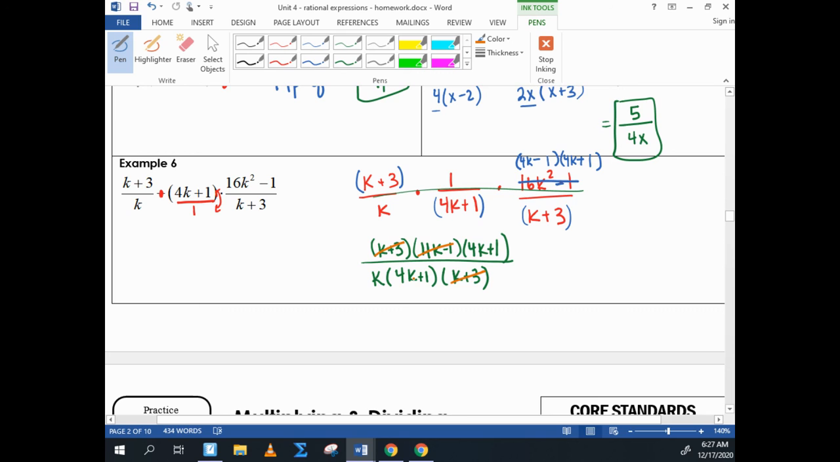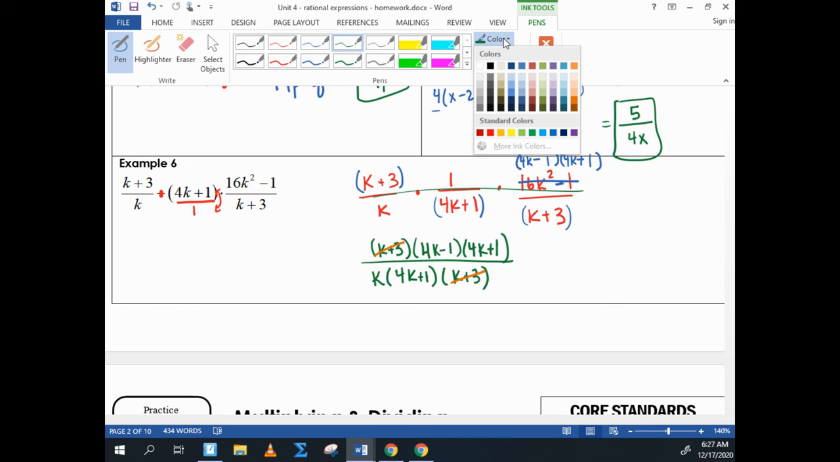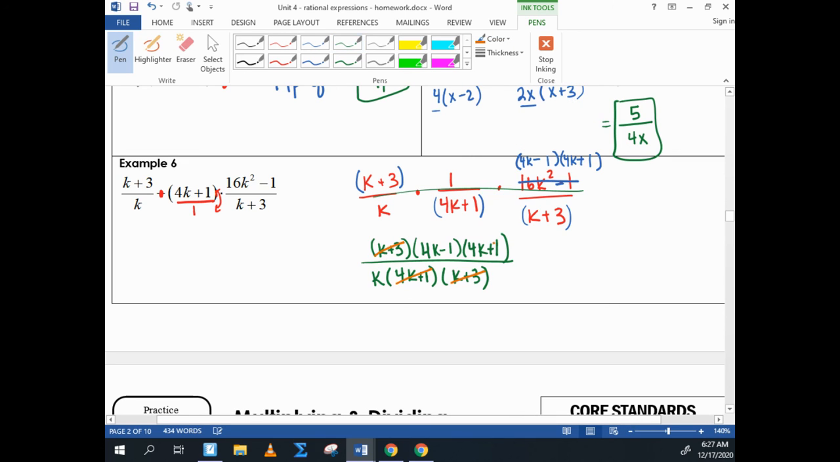4k, oh, I crossed out the wrong one. Let's see if I can just erase that. 4k, that was a minus 1. We don't want to cross out the minus 1. The one in the bottom is a plus 1. So 4k plus 1 cancels out. So I am left with just the 4k subtract 1, all divided by k right here. And that's your final answer. All right, that's all of our multiplication and division.